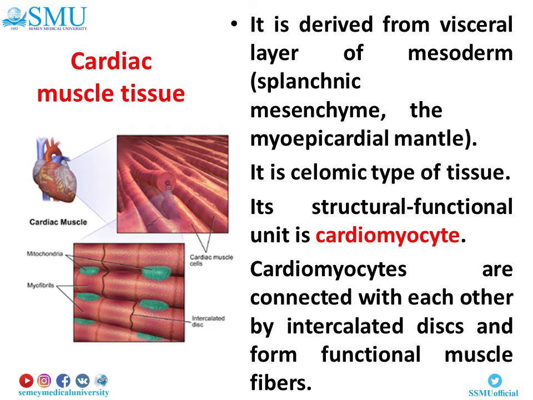Cardiac muscle tissue. It is derived from visceral layer of mesoderm, splanchnic mesenchyme, the myoepicardial mantle. It is a coelomic type of tissue. Its structural functional unit is cardiac muscle cell or a cardiomyocyte. Cardiomyocytes are connected with each other by intercalated discs and form functional muscle fibers.